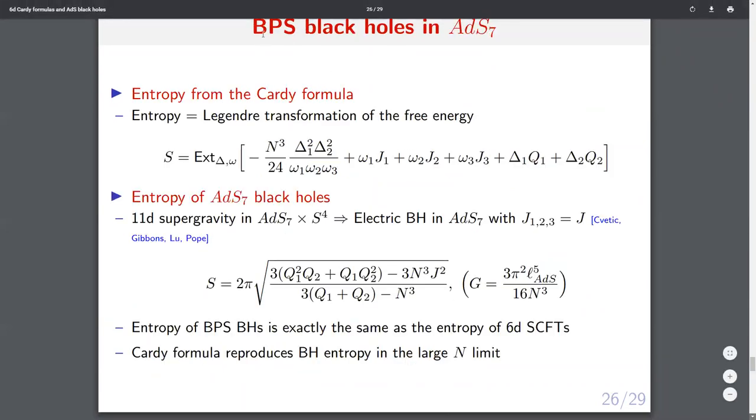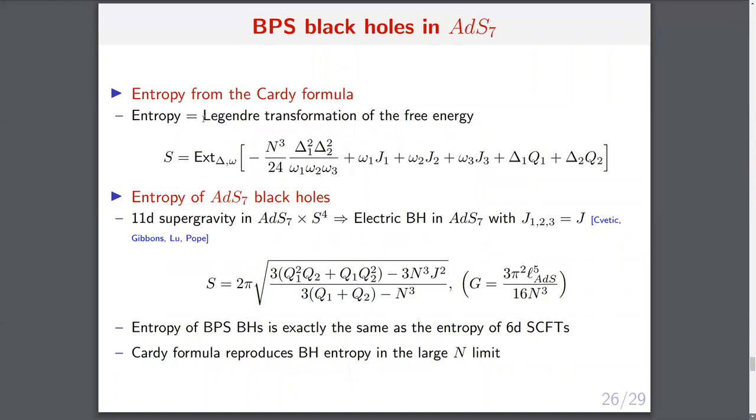So let us move on to the BPS black holes in AdS7. First, we can compute the entropy from the Cardy formula as follows. As we all know from classical statistical mechanics, the entropy is given by the Legendre transformation of the free energy. So we have a large N free energy obtained from the Cardy formula, and we add the corresponding conjugate charges. And then we extremize this expression with respect to the chemical potentials, and then we obtain the entropy S, which is a function of the charges.